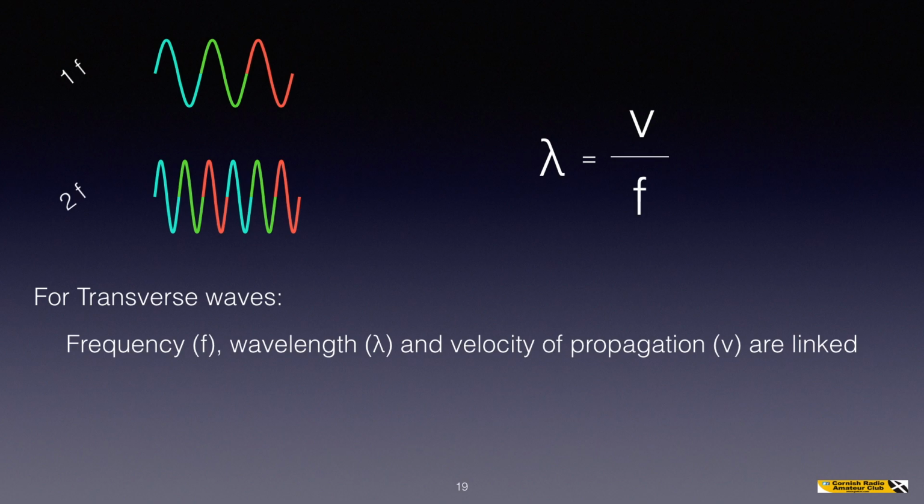Now, if we slowed the velocity down in the Slinky, you can imagine that the wavelength would become shorter because the oscillations would bunch up on the floor. So the relationship then is lambda equals v over f. The wavelength is equal to the velocity over the frequency.